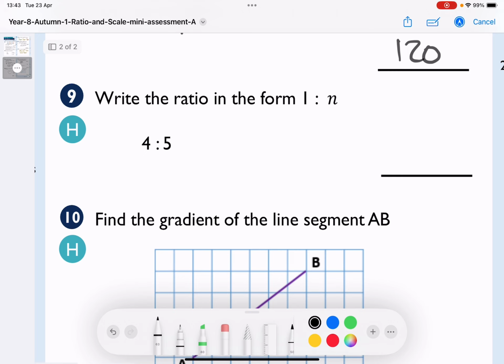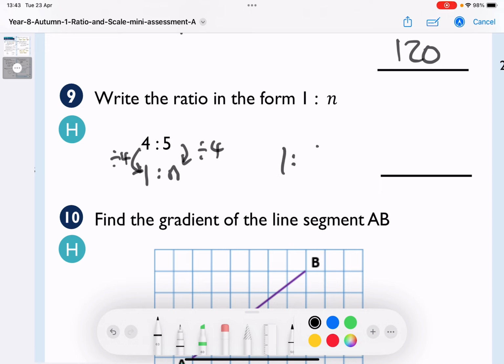Question 9, write the ratio in the form 1 to n. I want it like this. What do I do to get from 4 to 1? Well, I divide by 4. What do I do to the 5? I just divide it by 4. Personally, 5 divided by 4 is 5 over 4. I don't change these, I leave them as a fraction.